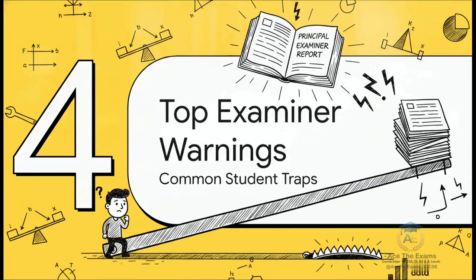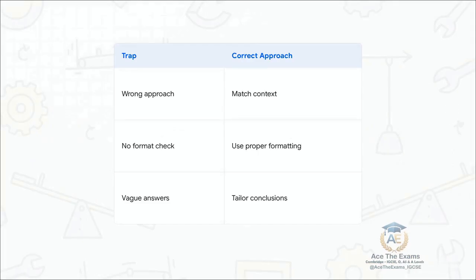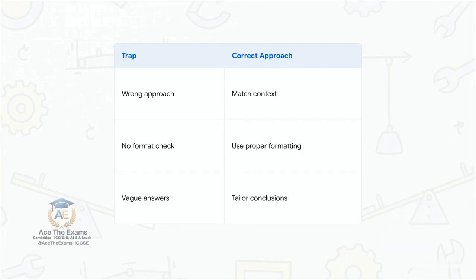Section 4, top examiner warnings. Let's look at the common student traps. Principal examiners write reports every single year, practically begging students to avoid these pitfalls. Let's look at the data. This breaks down the top 3 mistakes reported by examiners, showing you exactly what to avoid.